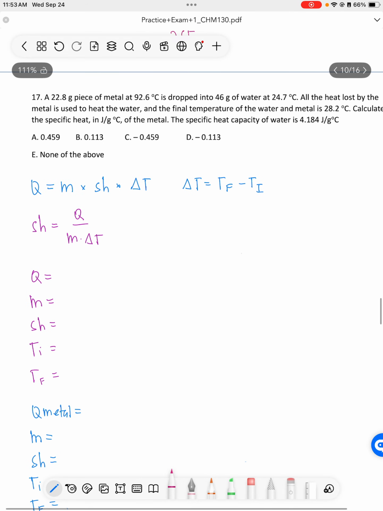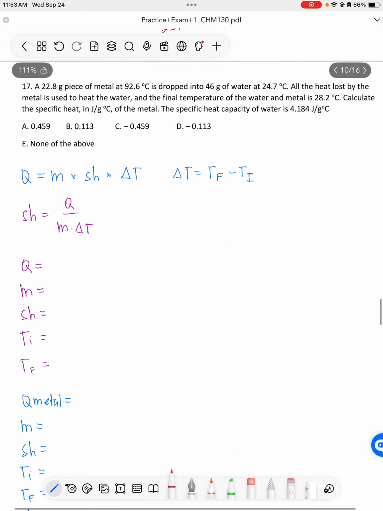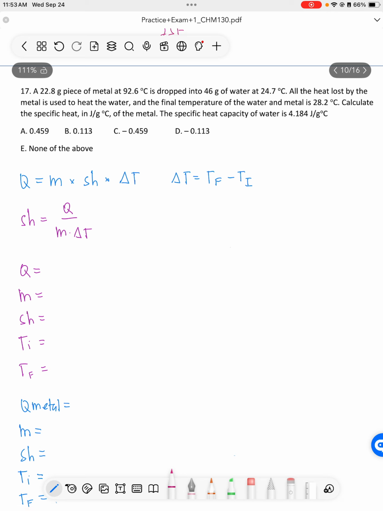Okay, number 17, we have a specific heat question. And I know that these questions can be overwhelming because it's so much information. So we're going to go really slow for this question, and I'm going to teach you some tips and tricks, which you can kind of already see how I've laid it out, what those tips and tricks are.